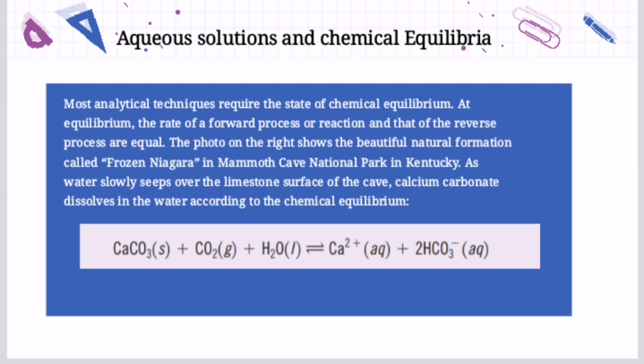Most analytical techniques require the state of chemical equilibrium. At equilibrium, the rate of a forward process or reaction and that of the reverse process are equal. The photo on the right shows a beautiful natural formation called Frozen Niagara in Mammoth Cave National Park in Kentucky. As water slowly seeps over the limestone surface of the cave, calcium carbonate dissolves in the water according to the chemical equilibrium. This is the formula, CaCO3, which you can see below.